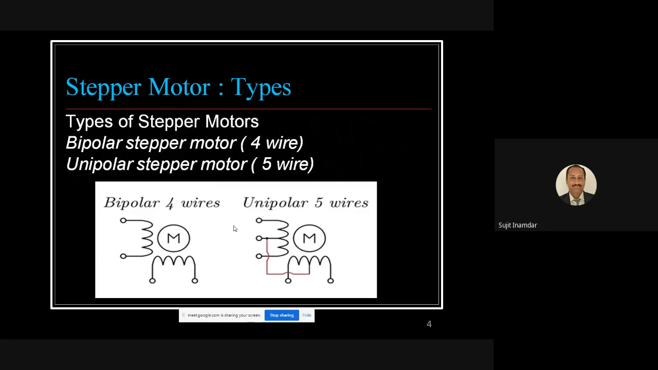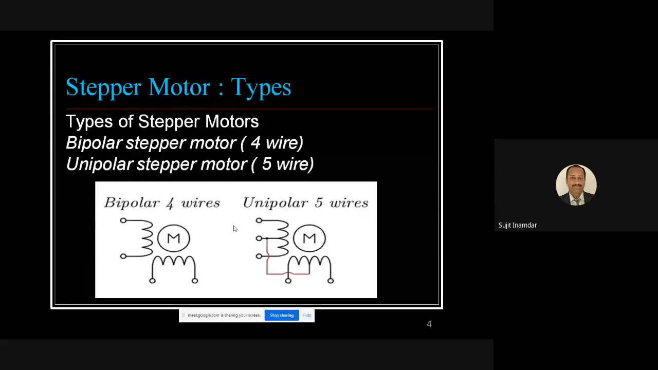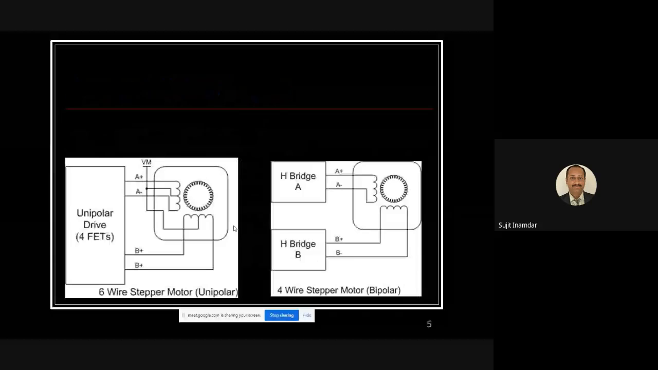5 wire, 4 wire, that is unipolar and bipolar. We are just passing the current through these coils, and the coils are getting energized. The M, whatever is written, is nothing but the rotor. So it is going to move according to this energization. Sometimes only one coil is getting energized, sometimes we energize both coils. Depending on that, the angle of rotation is going to depend. So this is the connection that was shown for the unipolar and the bipolar.